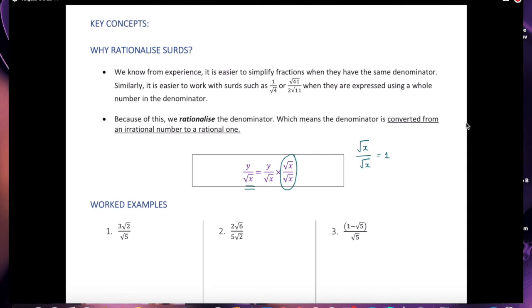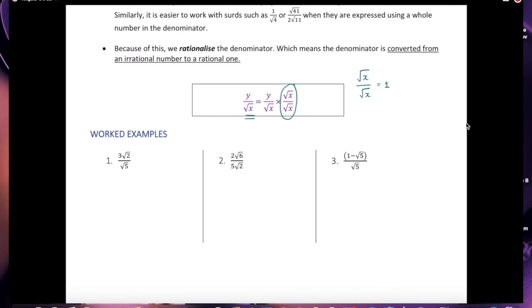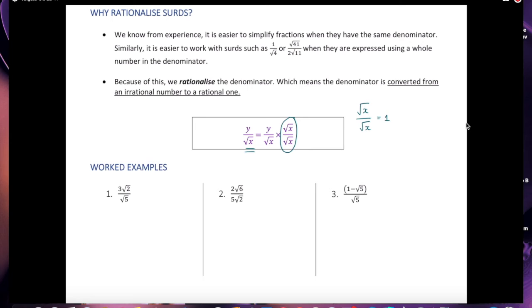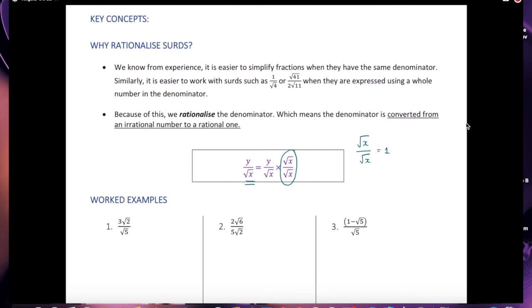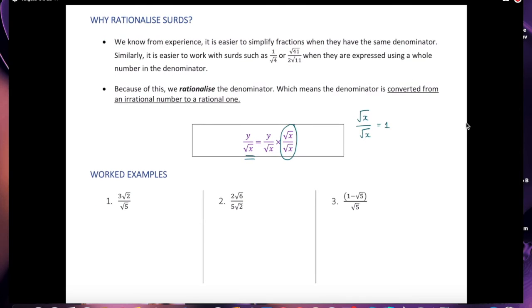If we look at some of the worked examples here, I haven't written an instruction, which was my bad, but what I want you to do is rationalize each of the following surds. Let's have a look at them and see how we do it. Hopefully each of these questions is a little bit more difficult than the last, but the same principle applies for all of them. So let's rationalize the first surd. We've got 3 root 2 divided by root 5.